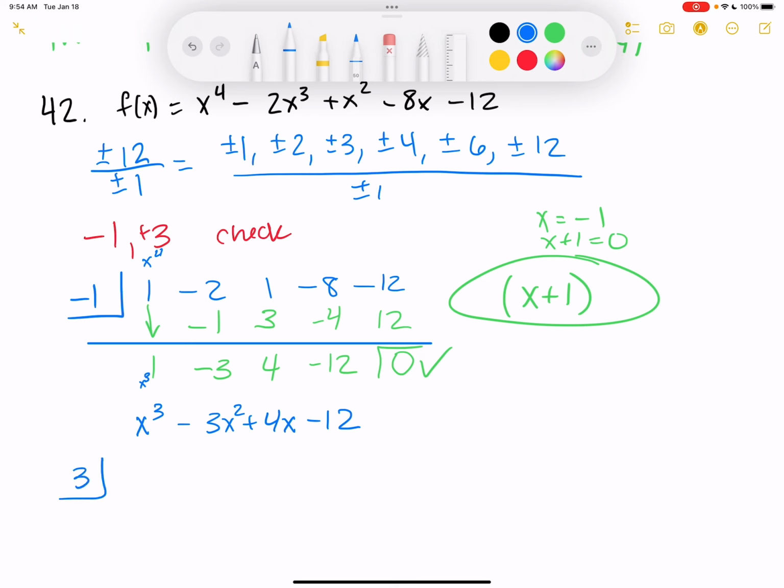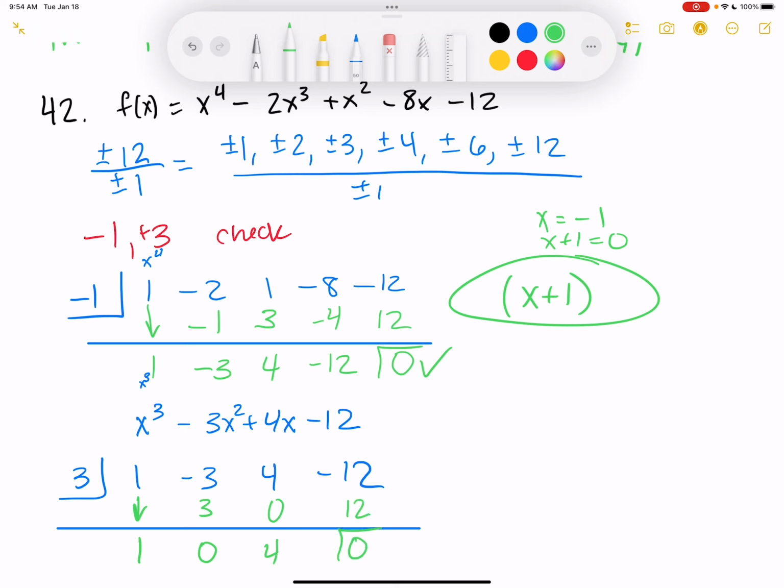Sorry, I kind of changed my mind on how I wanted to do that. I wanted to go ahead and rewrite it so we can see it. So now I've got 1, -3, 4, -12. So bring it down. 1, it's going to give me 3, 0, 0, 4, 12. 0, so that one also works. So again, we get x minus 3 as one of our factors, for the same reason like I listed out above.